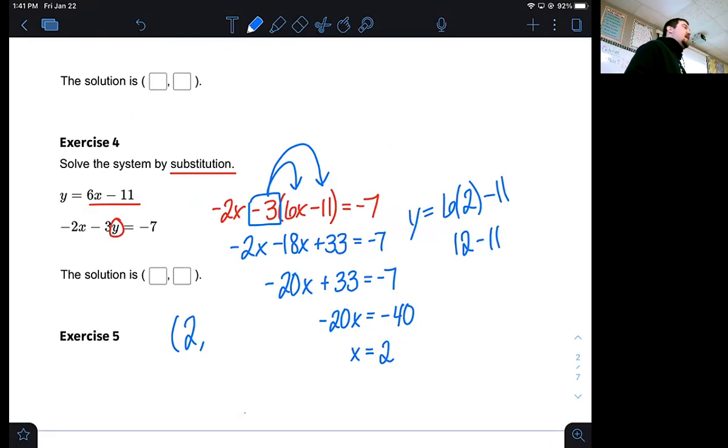If I can't even tell what equation you're plugging it into and you got it wrong, I can't even give you partial credit for that part. So Dylan, what is 12 minus 11? It is 1. You're correct. So our answer is 2, 1. That's where they're going to intersect.